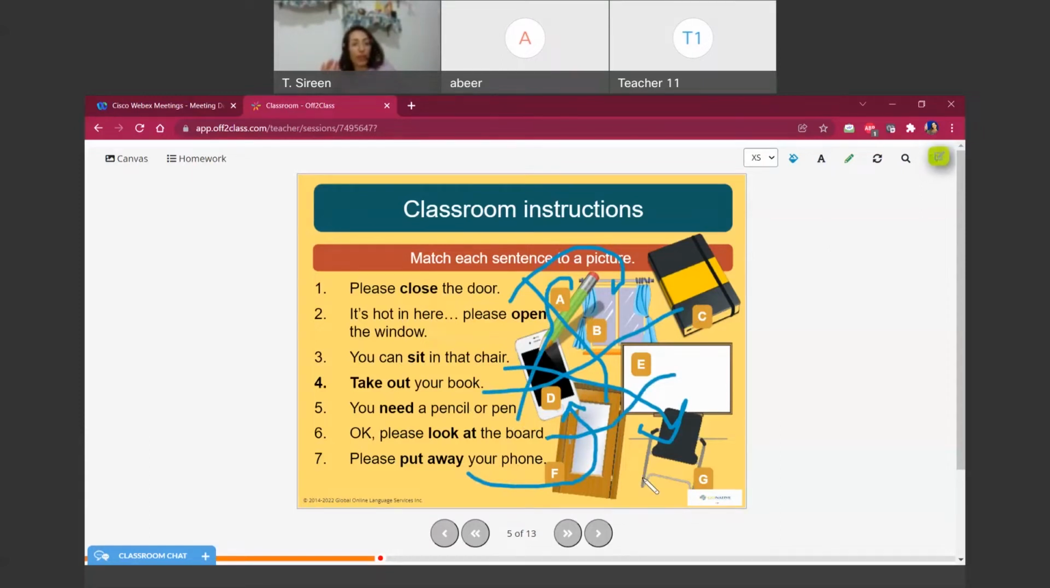And these sentences you can use them in the class. So please close the door. Or it's hot in here. Please open the window. You can sit in that chair. For example, there's a student who is just standing. He cannot find a chair maybe, or he's confused where to sit. So you can tell them, you can sit in that chair or in this chair.